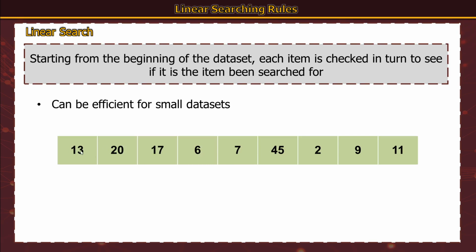Okay. It's very efficient for small data sets. So here, look, I've got 1, 2, 3, 4, 5, 6, 7, 8, 9 items. So to find the number 9 in that wouldn't take long at all. It'd be fairly quick, which means it's efficient, okay? It's gone through and it's found it pretty quick, okay?